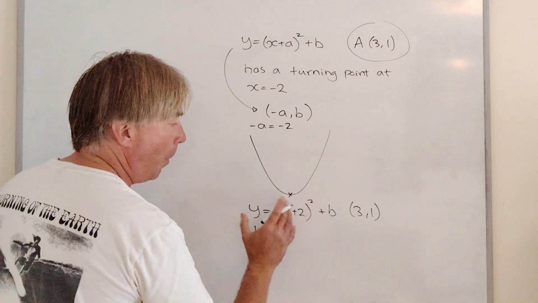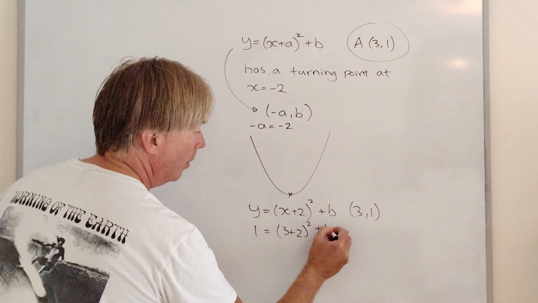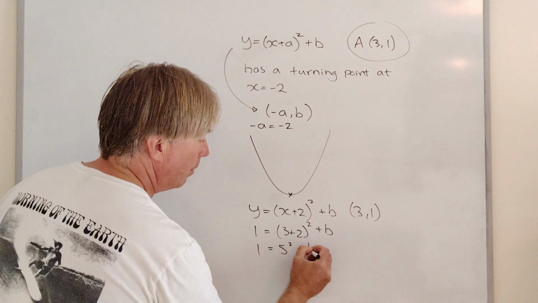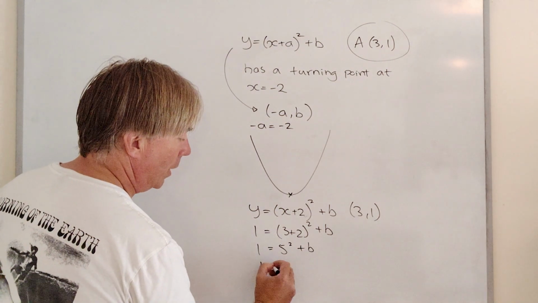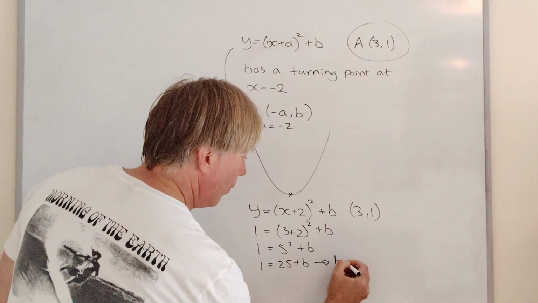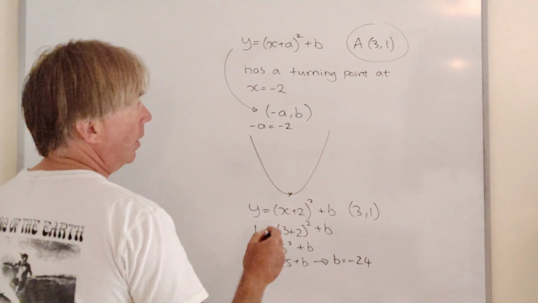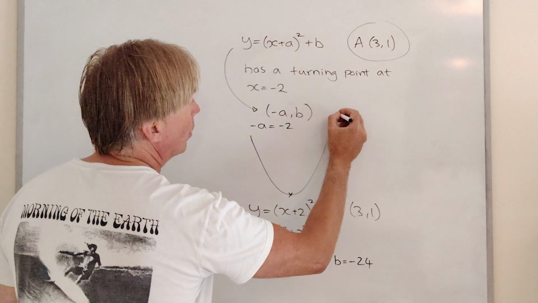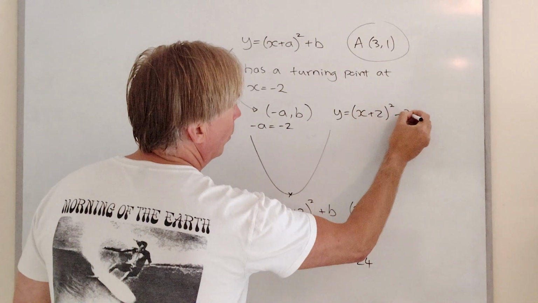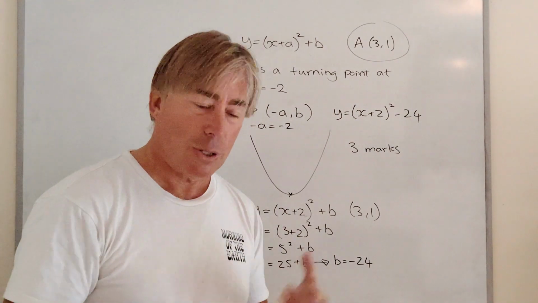So 1 equals, we don't have to expand this, we can just sub in (3 plus 2) all squared plus b. So 1 is equal to 3 plus 2 is 5, 5 squared plus b. So 1 equals 25 plus b. Solving that really straightforward linear equation, we end up with b equal to 1 subtract 25, which is -24. So we can write our quadratic down: y equals (x plus 2) all squared minus 24. And that was worth 3 marks, but it was the context that caught my son out, so I thought I'd share that with you.